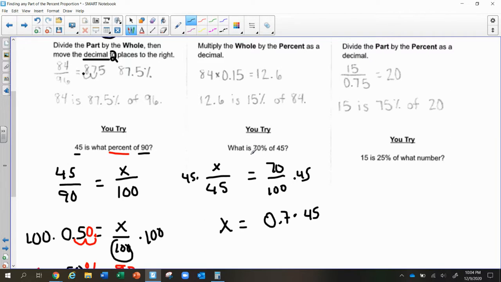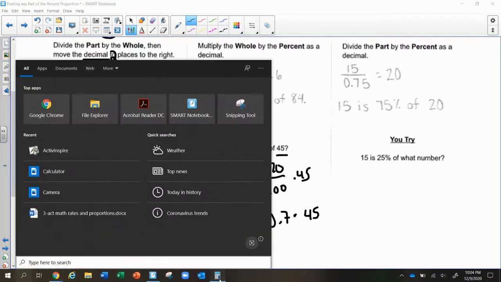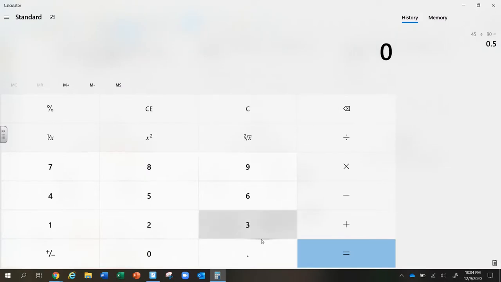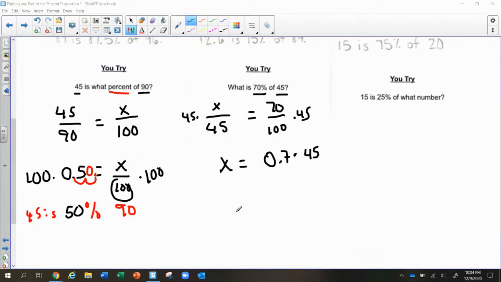Right? So we would just change this to a decimal and multiply by the whole. So if we do that, 0.7 times 45, 31.5. So my answer is 31.5. So almost everybody got this one correct, because it's the same thing we've been doing.